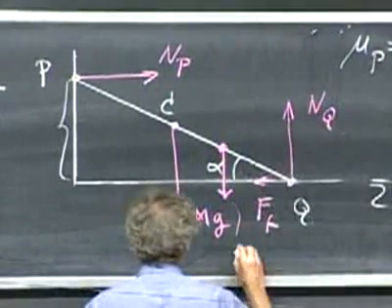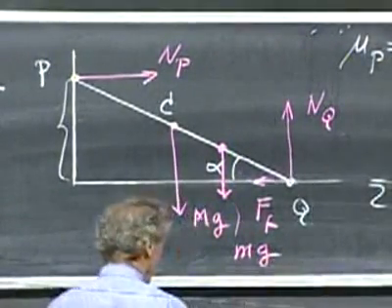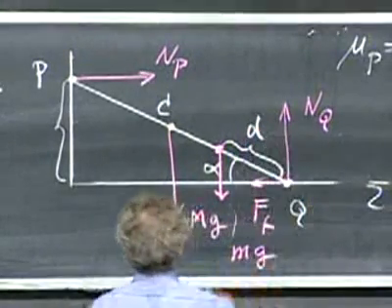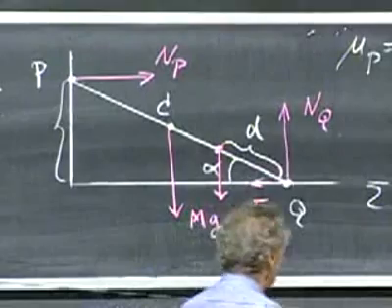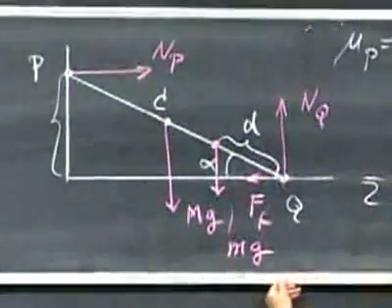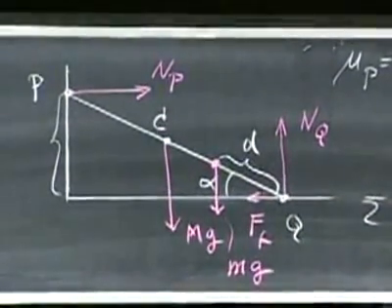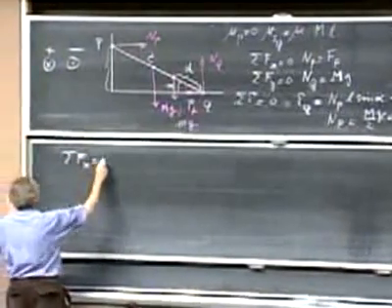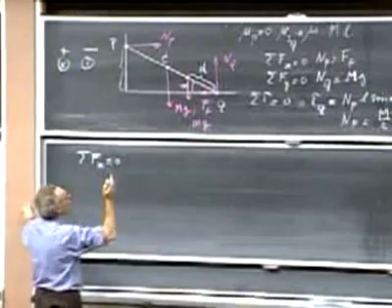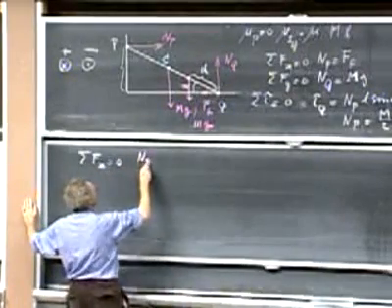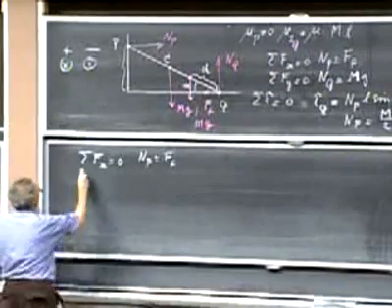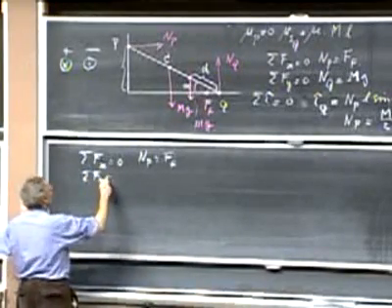So this force here is little mg, and let's make this distance d. And now we're going to redo all these calculations. We start completely from scratch. The sum of all forces in the x direction has to be 0. No change. N of P must be f of f. Now the sum of all forces in the y direction has to be 0.